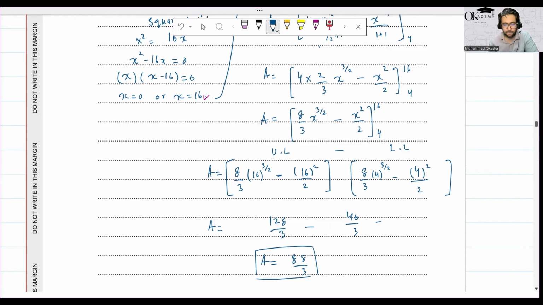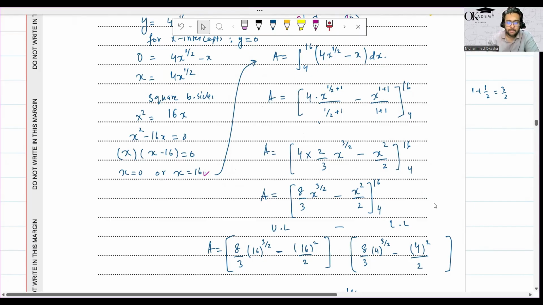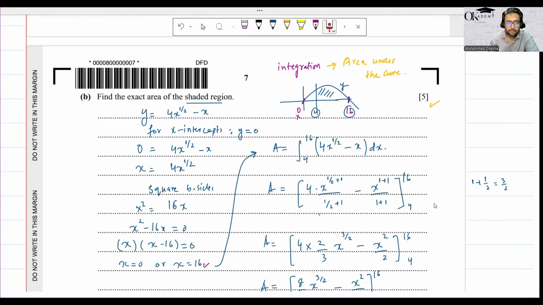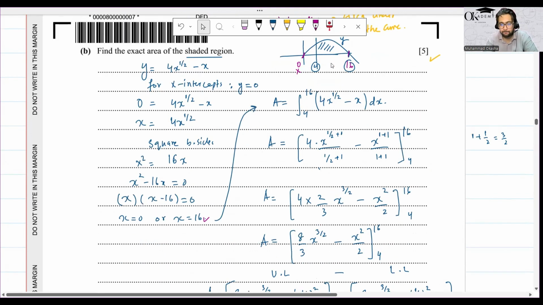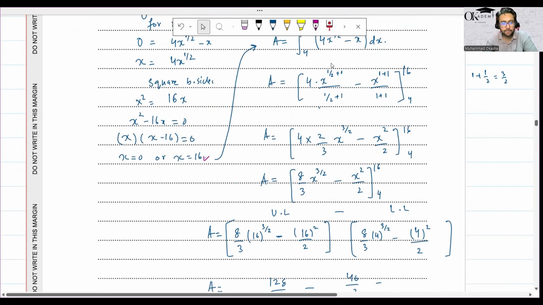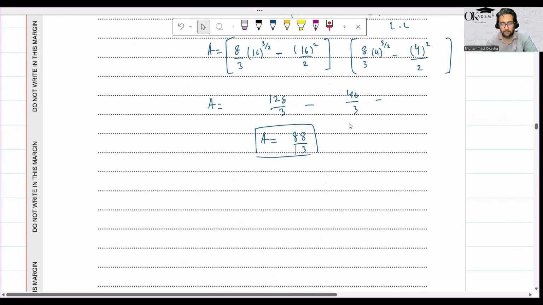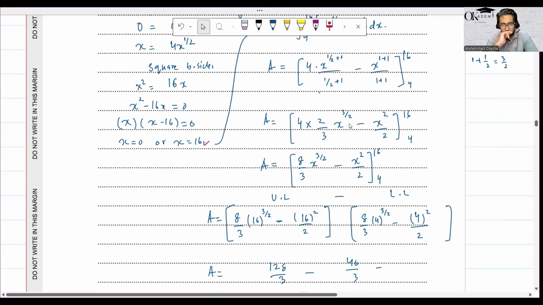Now, a small thing to remember: I cannot convert it into decimal. Why? Because if you go back to the question, it said exact area. So when they say exact area, it means no recurring decimals, and preferably in the fraction form. And we have our area, right?